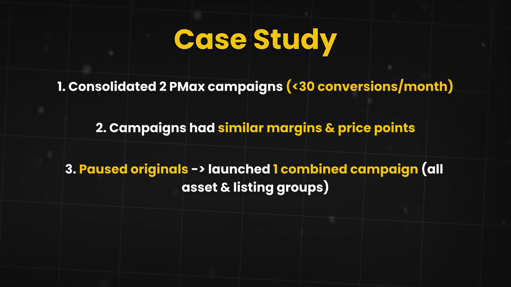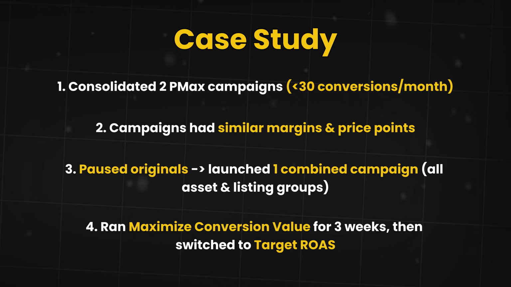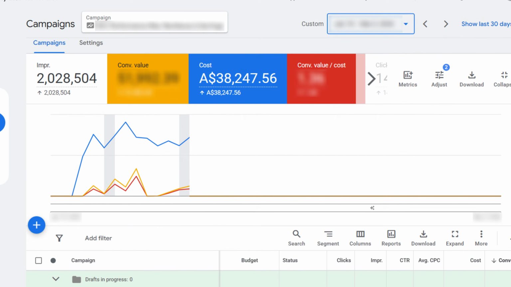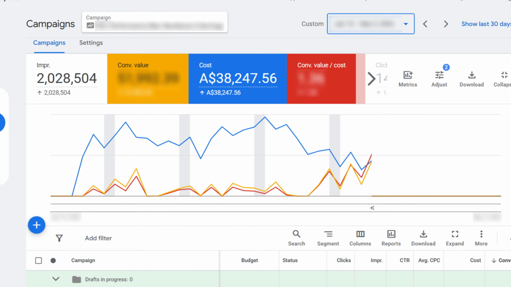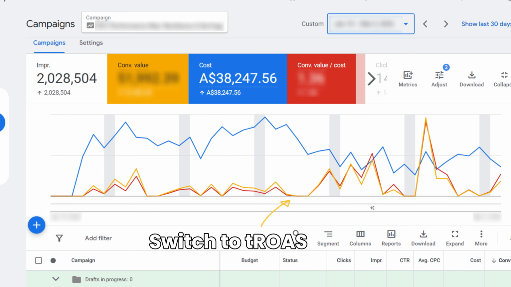We paused the two original campaigns and launched a completely fresh Performance Max campaign that combined all the asset groups from both old campaigns. We started with a maximize conversion value bidding strategy and ran it for about 3 weeks. Then we switched to target ROAS bidding strategy. As you can see here, this brought the spending down initially, but both the conversion value to cost and the total conversion value improved significantly after we switched bidding strategies. And now the spending is climbing back up in a healthy way.